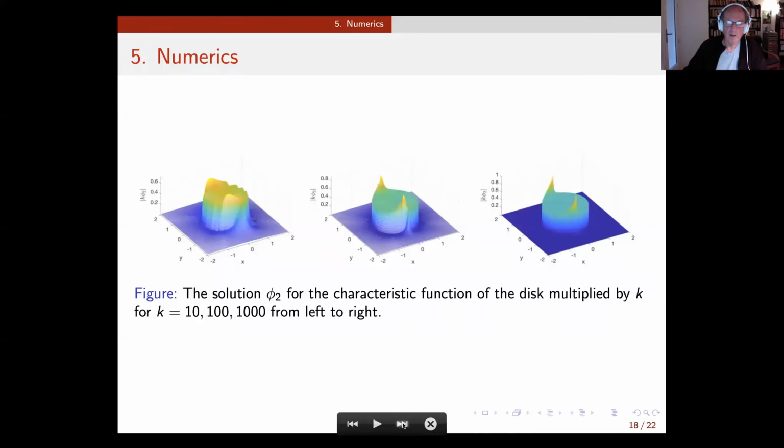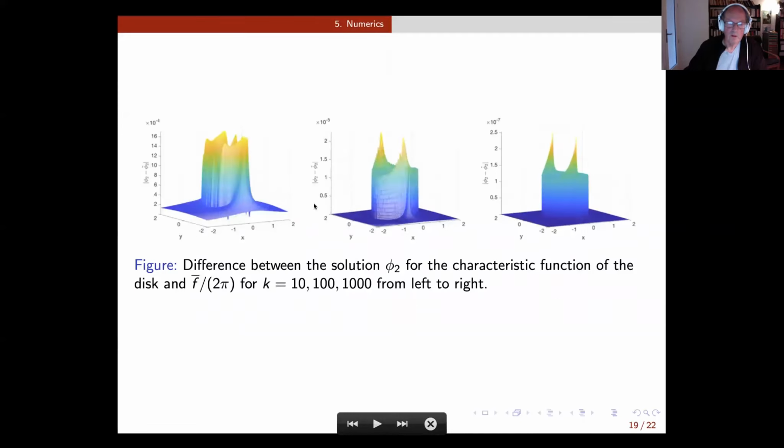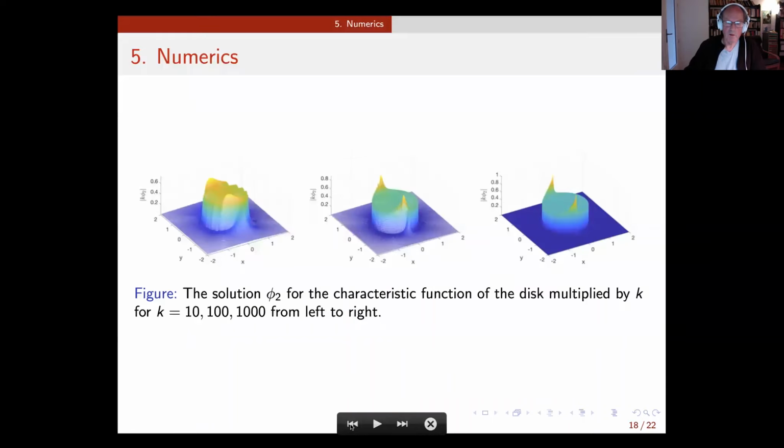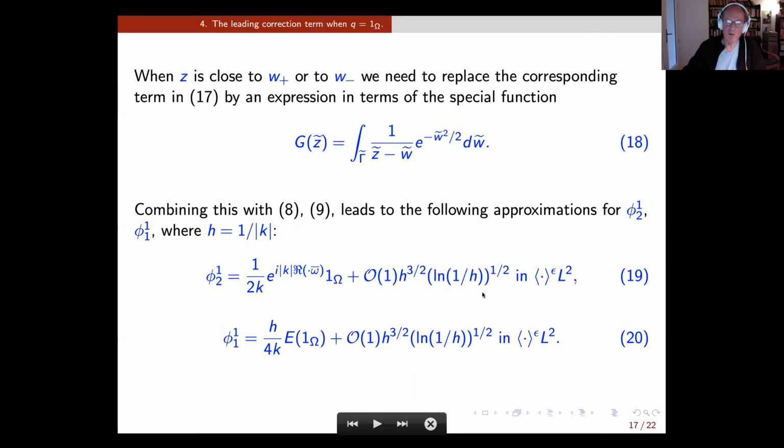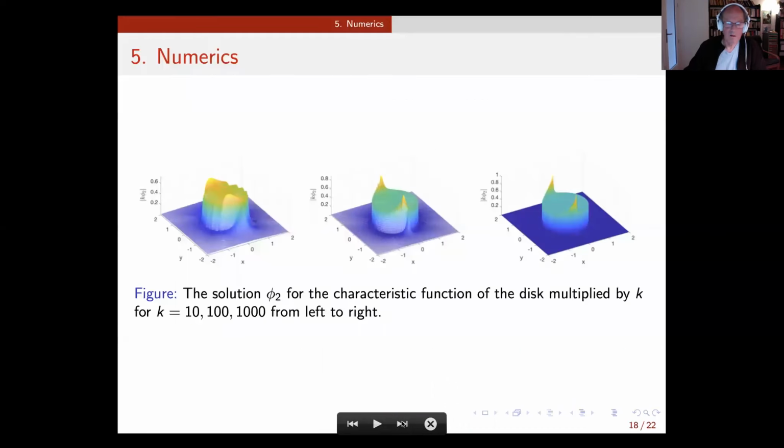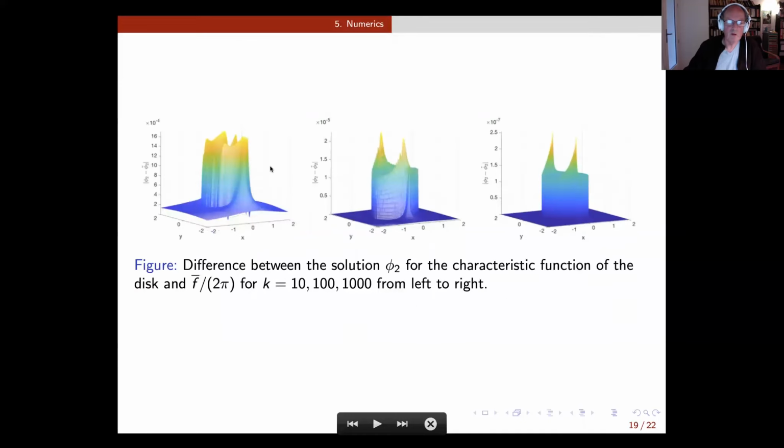Here is a picture for the correction. This is a numerical picture of the remainder term in the formula. I don't think this is h to the power minus 3/2, but it could be a better power of h. I'm not sure about that.